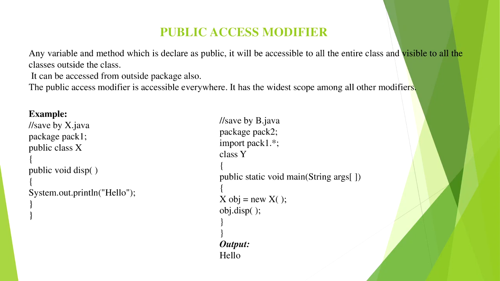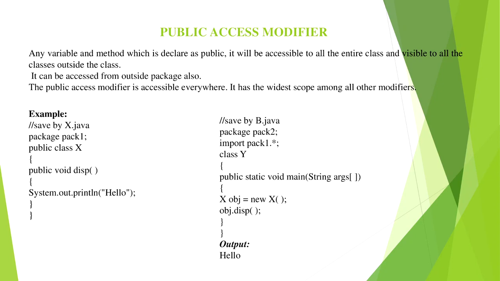It is saved as X.java. The other part is package pack2, where I create another package pack2 and import all of pack1, and write another class Y. In class Y, I write the main method, create an object of class X, obj equal to new X, and call the disp method with obj.disp.